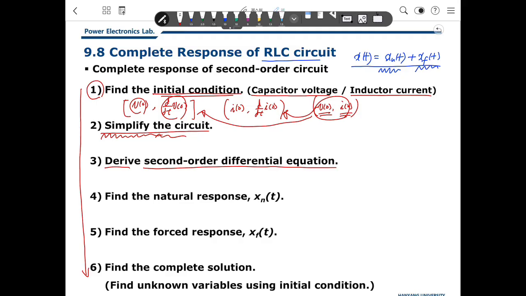Then you can find the natural response. Then you can find the forced response. Then in the case of natural response, we remain the unknown variables. Then finally, you make the complete solution x(t). Then you find the unknown variables using the initial condition. Then you can get the final solution. This step is exactly the same as for the first order circuit, but the only different thing is how to get the x(t).